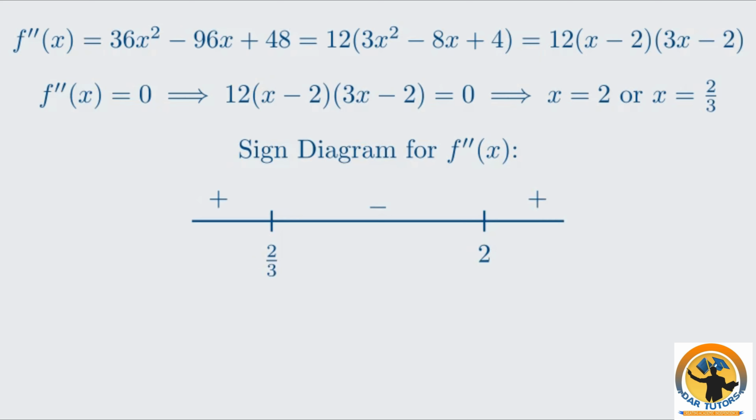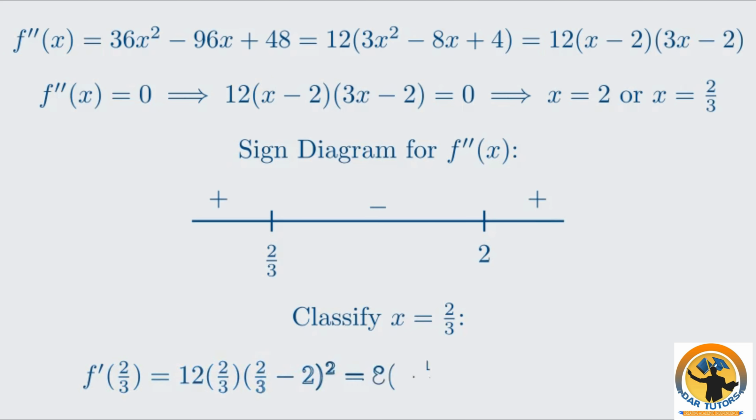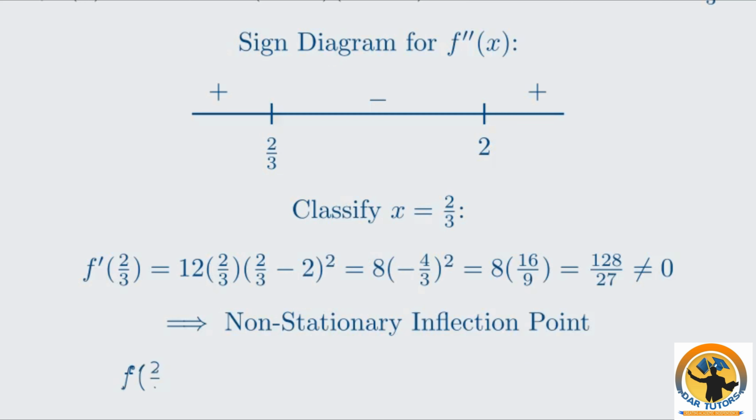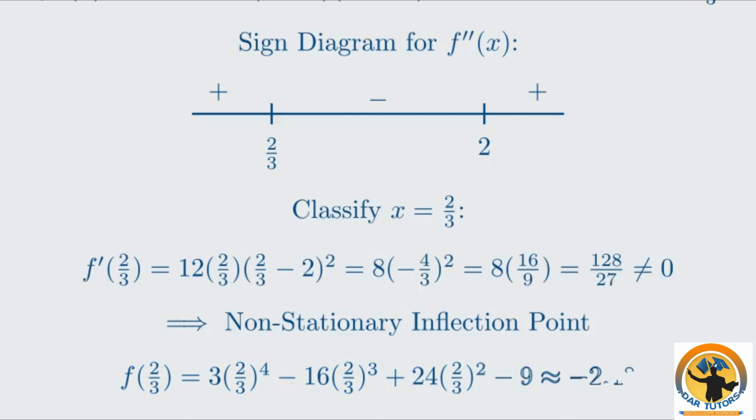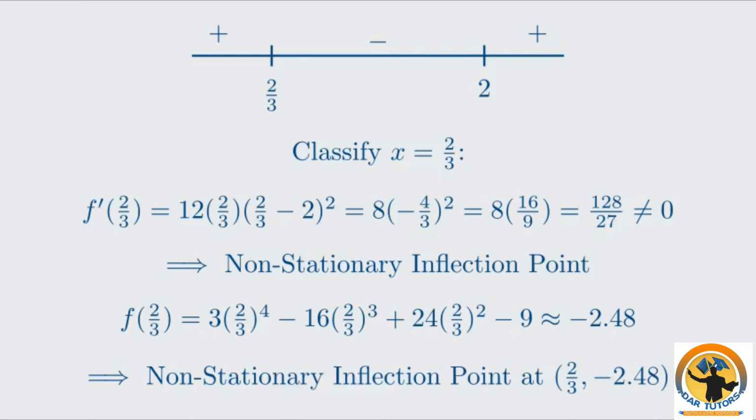Now let's classify x equals 2/3. We need to find the first derivative at x equals 2/3. Substituting into our factored form, we get 12 times 2/3 times negative 4/3 squared, which is 128 over 27. Since this is not 0, the point at x equals 2/3 is a non-stationary inflection point. The coordinates of this non-stationary inflection point are approximately 2/3, negative 2.48.